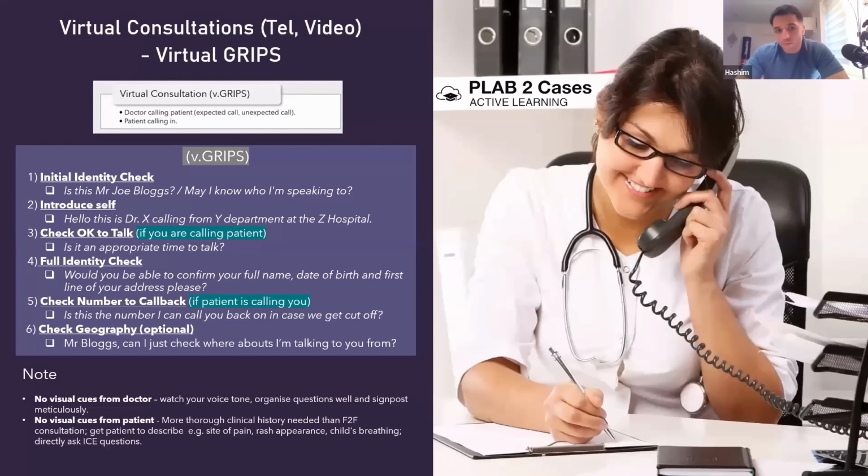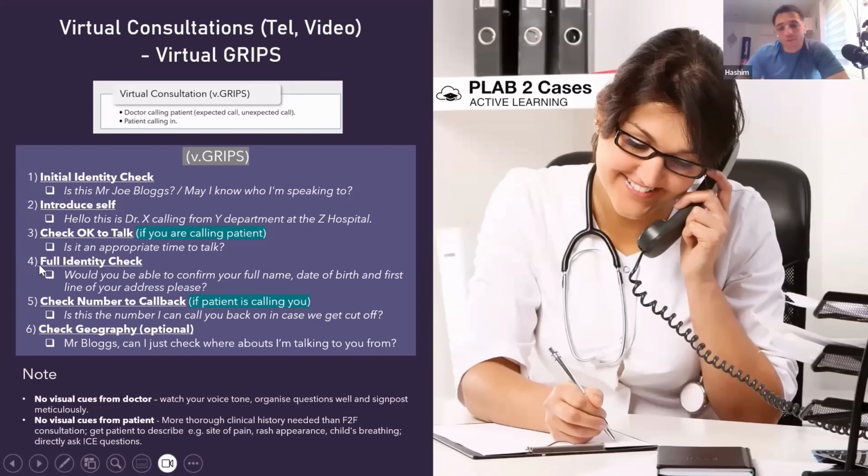And then introduce yourself. So if you're in a GP surgery, say you're from the Grange Farm GP surgery. If you're in the gynae department, say you're calling from the obstetrics and gynecology department from the Ipswich Hospital or Manchester Hospital. And then, once you've identified yourself, go straight into checking if it's okay to talk. I wouldn't do it later on; I would do this first. Is it an appropriate time to talk? Obviously, if she's calling you or he's calling you, then it is an appropriate time, so you can skip that step.